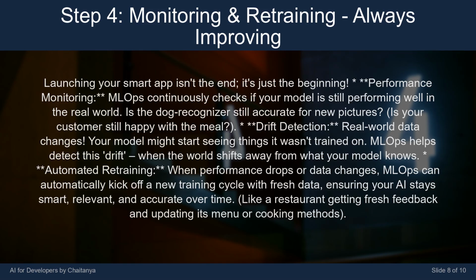Automated retraining. When performance drops or data changes, MLOps can automatically kick off a new training cycle with fresh data, ensuring your AI stays smart, relevant, and accurate over time, like a restaurant getting fresh feedback and updating its menu or cooking methods.